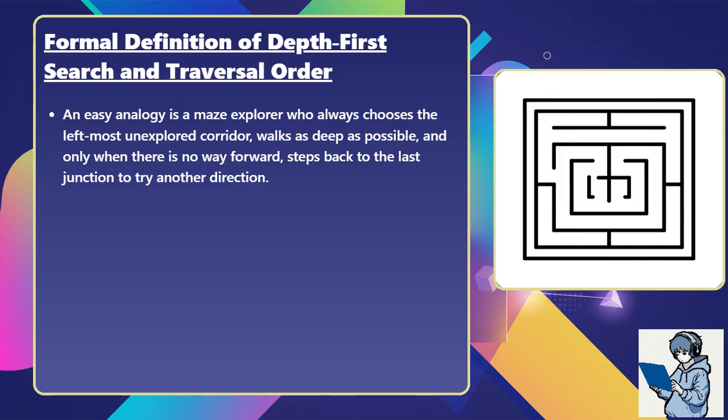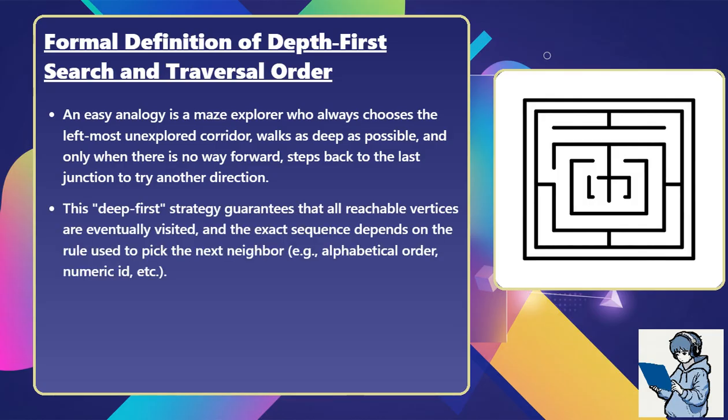An easy analogy is a maze explorer who always chooses the leftmost unexplored corridor, walks as deep as possible, and only when there is no way forward, steps back to the last junction to try another direction. This deep-first strategy guarantees that all reachable vertices are eventually visited, and the exact sequence depends on the rule used to pick the next neighbor. For example, alphabetical order, numeric ID, and so on.